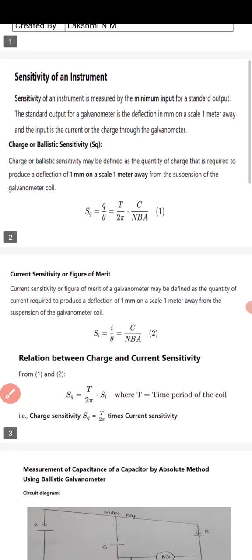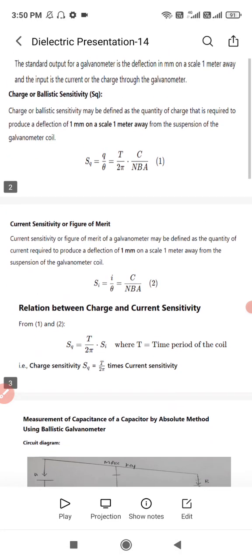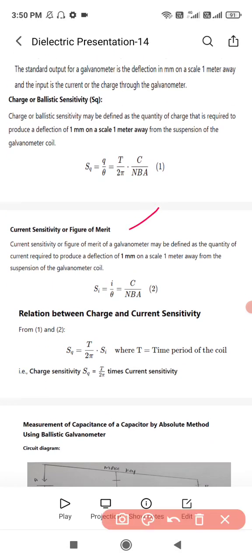Now we see the current sensitivity or figure of merit. Current sensitivity or figure of merit of a galvanometer is defined as the quantity of current required to produce a deflection of 1 millimeter on a scale 1 meter away from the suspension of the galvanometer coil. It is given by the formula S_I = I/θ, which is given by C/NBA.